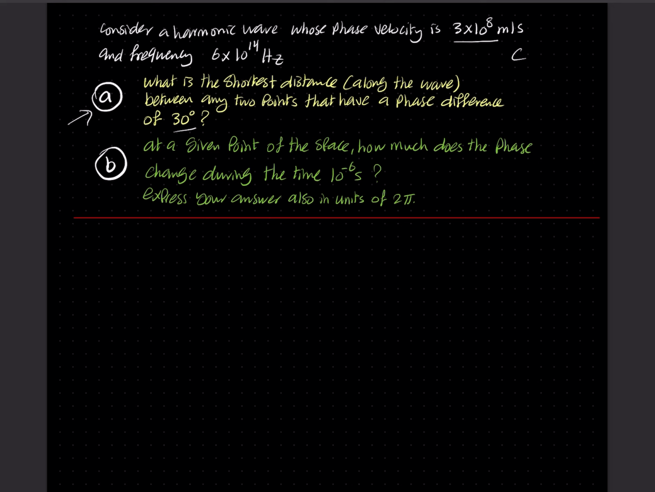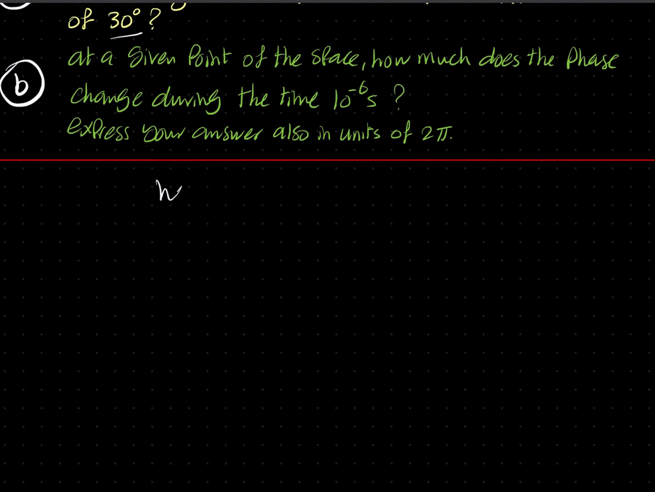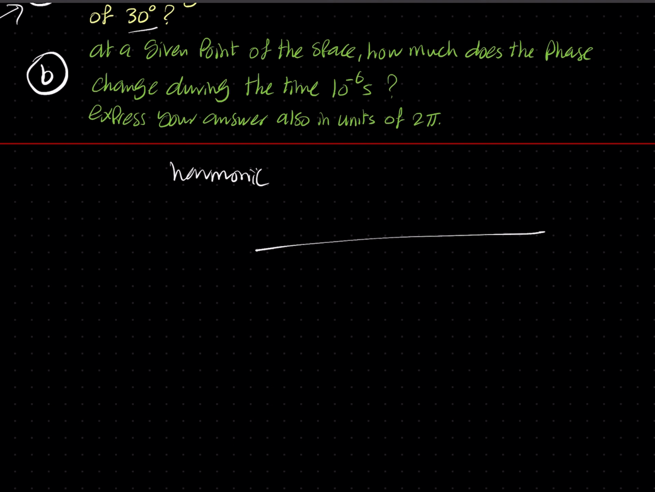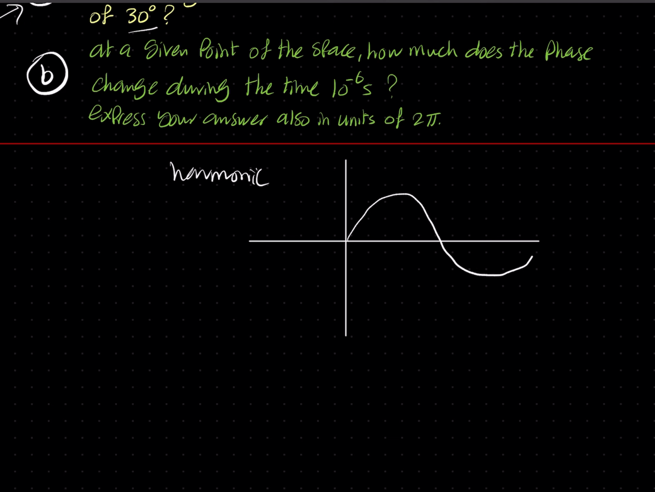Alright, and now this says it's a harmonic wave. It would really help to picture this. So, what's a harmonic wave? What's an example? Well, a sine wave is an example of a harmonic wave, and a sine wave would look something like this, right? Where we have 0 here, we have 90 degrees here, 180 degrees here, 270, and 360 degrees. All right.